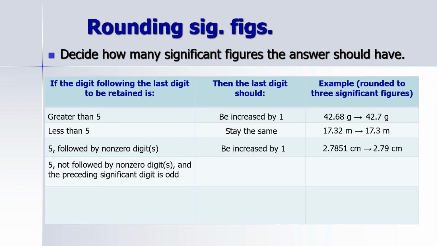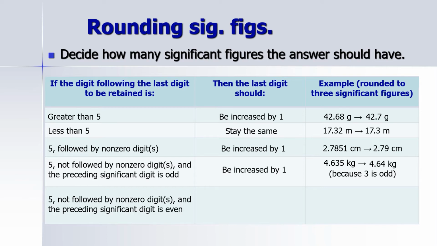However, if we get a 5 which is not followed by any non-zero digit, then we go ahead and look at the previous number. If the previous number is an odd number, we do increase our last number by 1. For example, here we have 4.635 kilograms. We want to keep the 4, the 6, and the 3 if we want to round this to 3 sig figs. The next number is a 5, which is not followed by any non-zero digit. So in this case, we look at the previous number, the 3, which is an odd number. So we add 1 to that 3, and that becomes 4.64 kilograms.